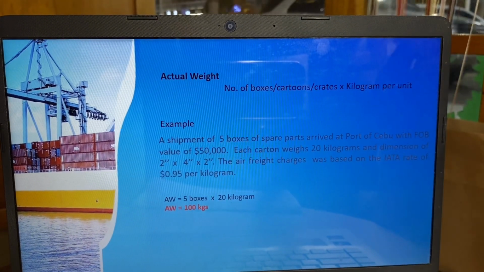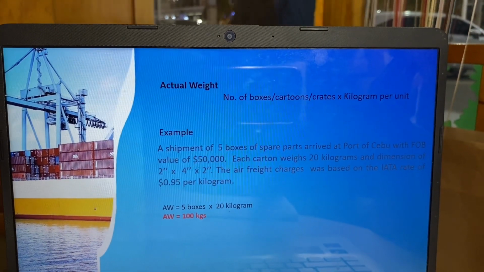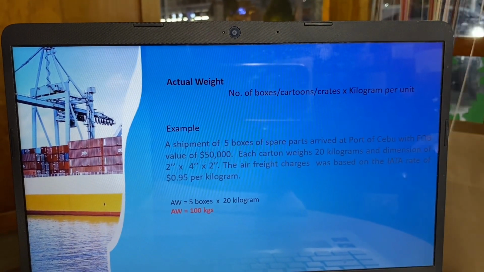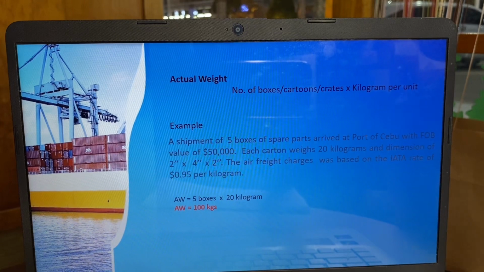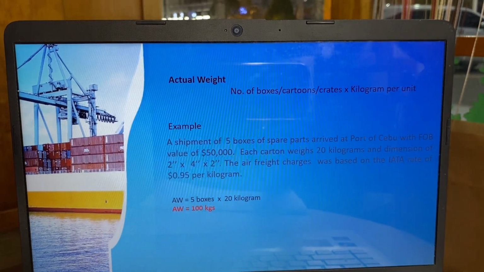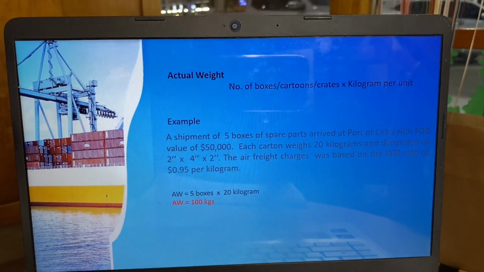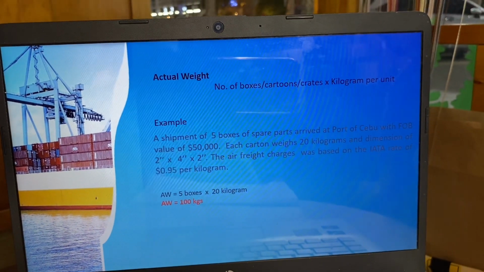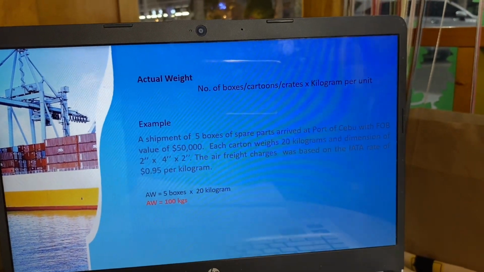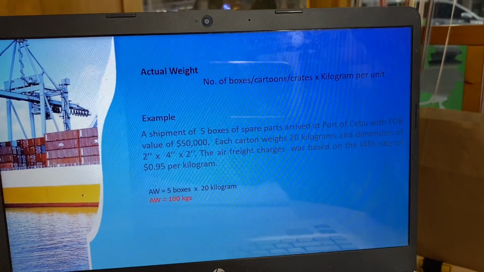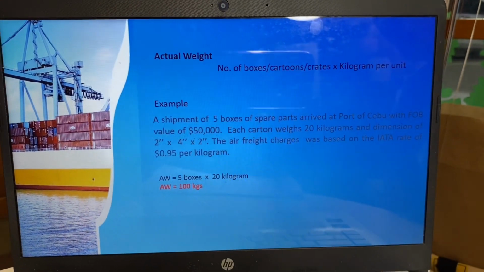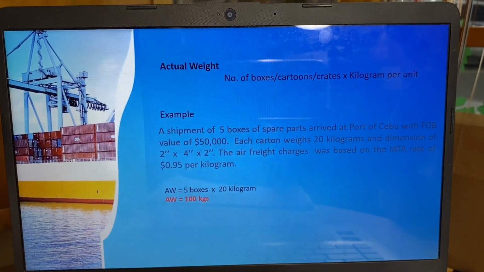The formula for getting the actual weight would be the number of boxes or the cartons or the crates. Basta any unit, any form of packing, you will multiply it with the kilogram per unit. For example, a shipment of 5 boxes of spare parts arrived at Port of Cebu with an FOB value of 50,000 US dollar. Each carton weighs 20 kilograms and has a dimension of 20 inches by 4 inches by 2 inches. The air freight charges were based on the IATA rate of 0.95 per kilogram.